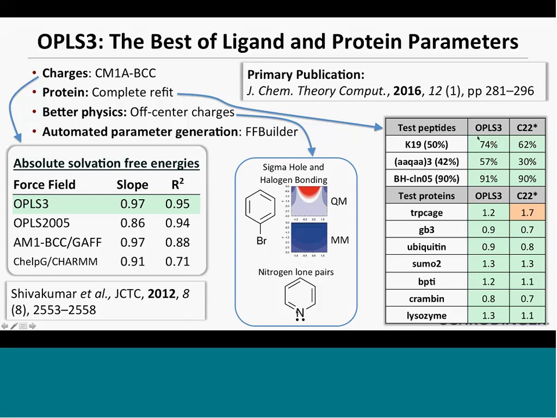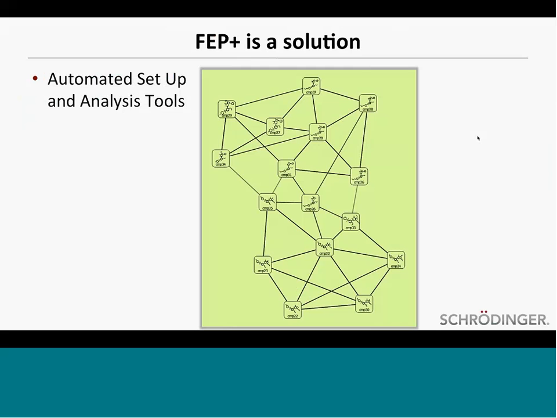And we've also recently focused on refitting our torsion parameters for our amino acids, which became obviously necessary when we saw that at very long time scales our proteins were not behaving as they should. So OPLS3 is our latest incarnation of our force field, and it is something that we think is highly useful for applying to both FEP and our MD simulations.